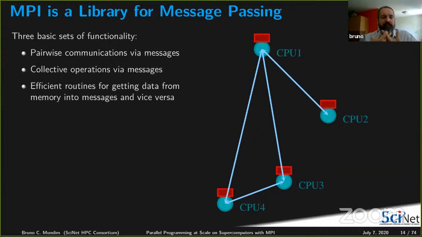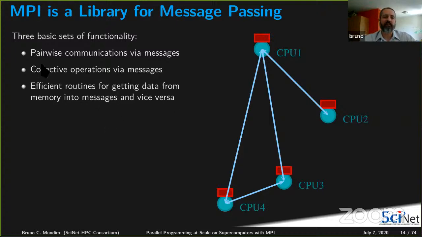And the MPI library provides three kinds of functionality. The first one is the pairwise communications via messages. As you're going to see later, the send and receive messages are how two tasks communicate with each other. The second one is doing collective operations via messages, where every single task in the group of tasks that you are operating on sends messages and participates in the communication, let's put it this way. And it also provides efficient routines for getting data from memory into messages and vice versa.